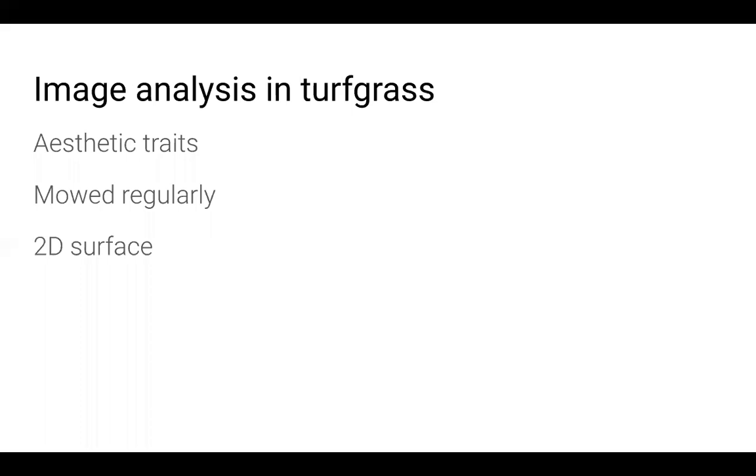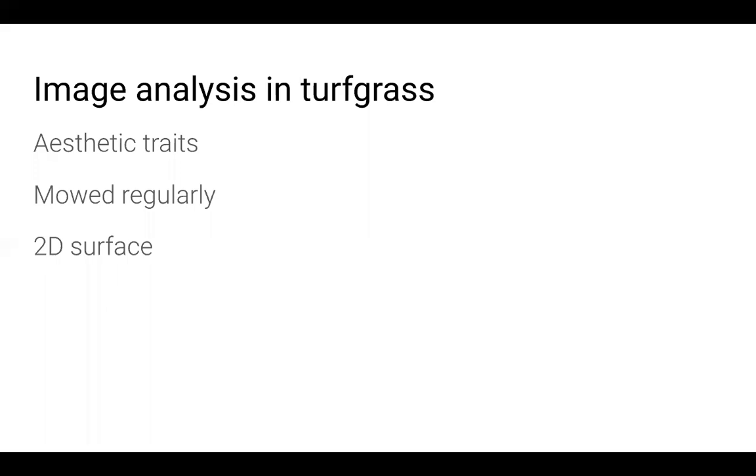But moving on, image analysis in turfgrass should be relatively straightforward. I've watched several of the webinars on YouTube, and I think that compared to what a lot of people have to deal with, turf is pretty easy. So we're mostly dealing with aesthetic traits. So oftentimes what our eyes see is what we're measuring. So what RGB cameras can pick up should do the trick in many cases.